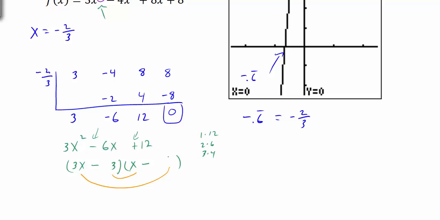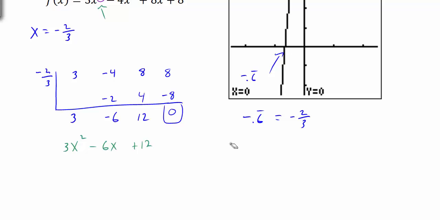And if we try 3 and 4, that's going to give you 12x and 3x. So that's not going to work. And even if you switch it, I don't think that's going to work either. So we're going to get 9x and 4x, and that doesn't give us the negative 6. So it looks like we may not be able to factor this. And I just went through that to make a point.